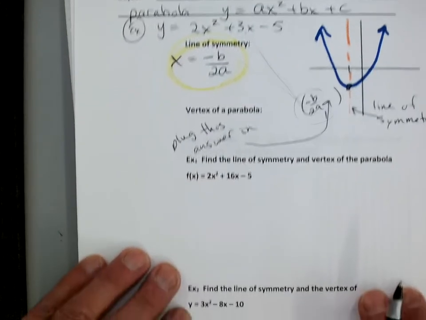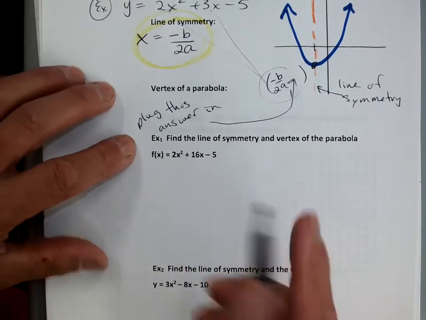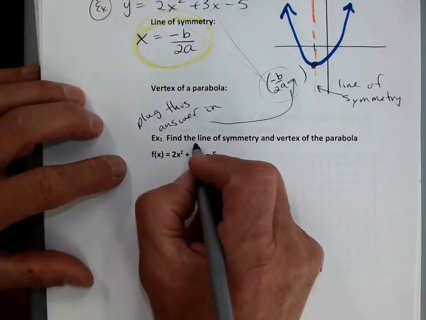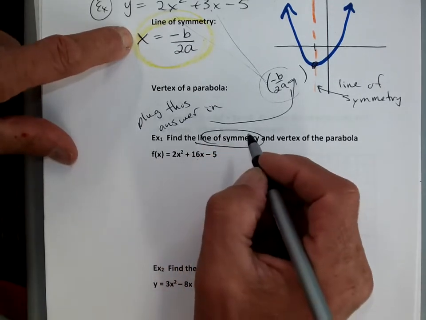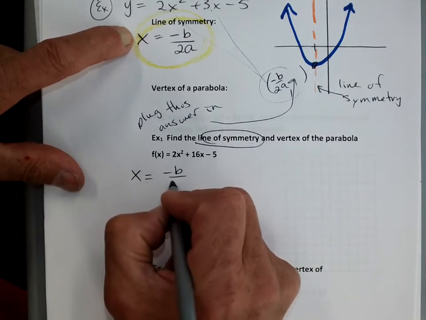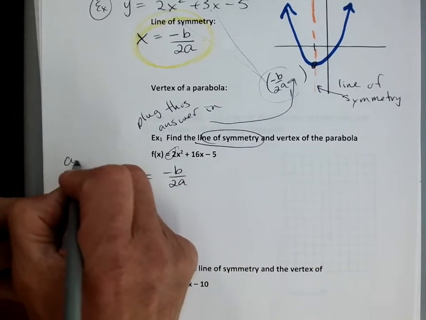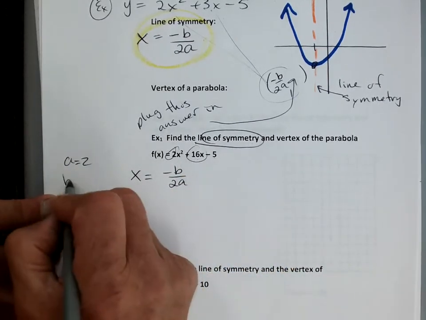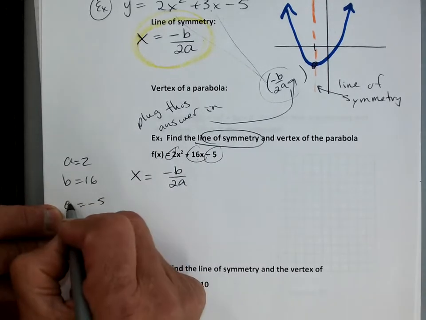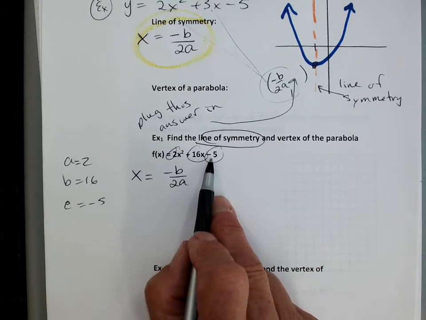Example 1. Find the line of symmetry and the vertex of the parabola y equals 2x squared plus 16x minus 5. So we just want the line of symmetry first. Let's start with our formula: x equals negative b over 2a. In this example, a is 2, b is 16, and c is negative 5. A is always with the x squared, b is always with the x, and c is the constant.